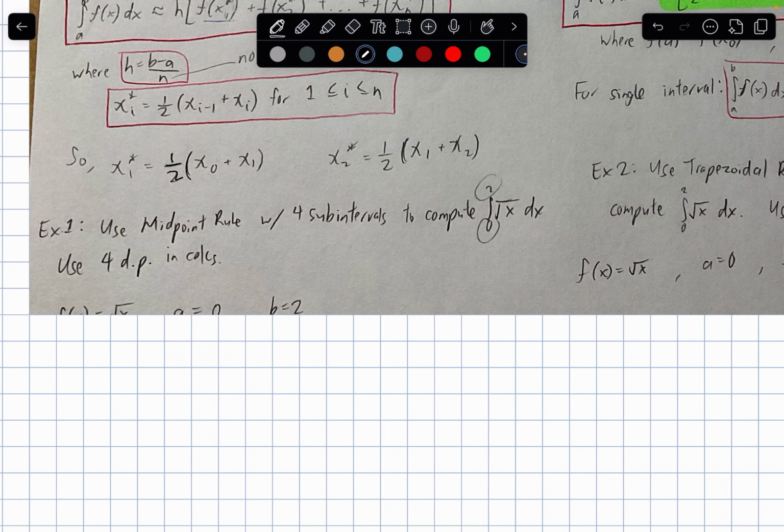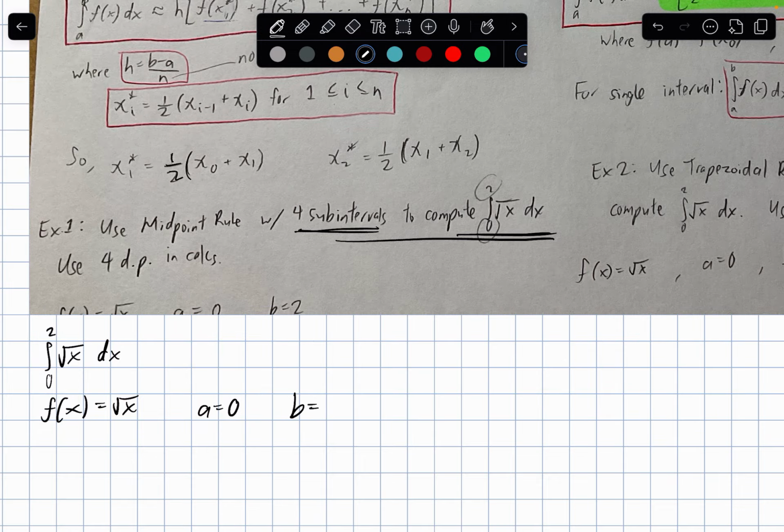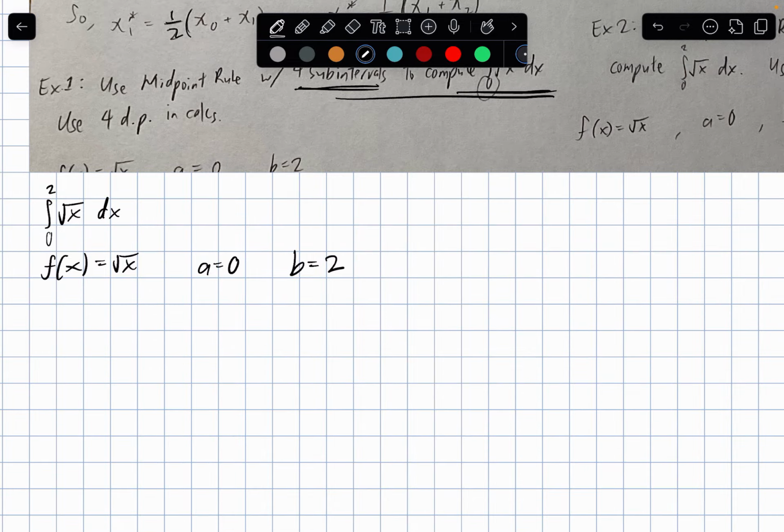Okay? So, let's have this example. Use the midpoint rule with 4 subintervals, so that you can compute for this particular problem. From 0 to 2, the function square root of x dx. So, let's identify first: what is our f of x? That's our square root of x. And what is our a? A is the lower limit, so 0. The upper limit is 2.